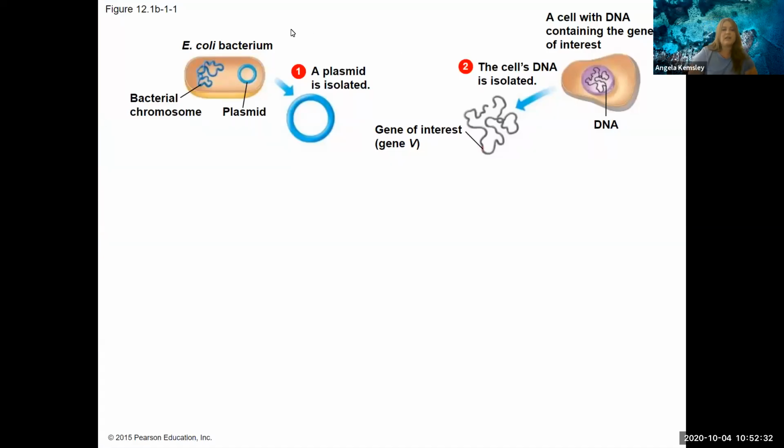So if you take a look here on the left, we have E. coli, which is a type of bacteria. You can see the larger bacterial chromosome here on the left, and then the plasmid, that circular bacterial DNA here on the right. Notice that they are separate, which is important. So when we start our gene cloning, we're going to isolate this plasmid. Again, this is circular DNA. So we're going to isolate that.